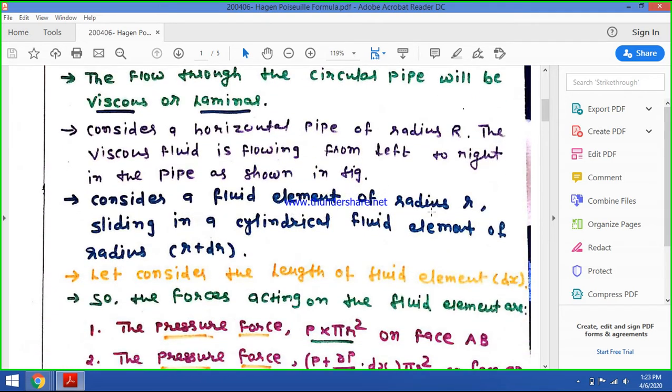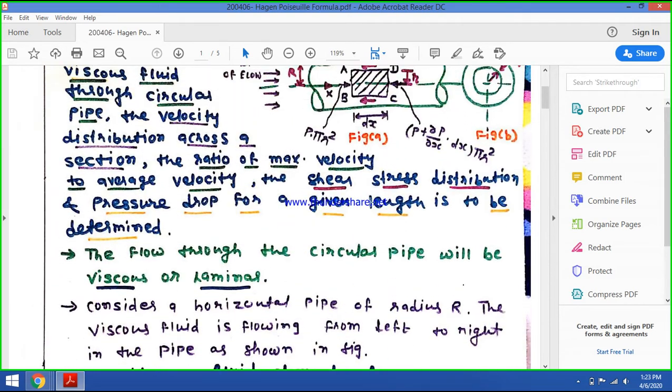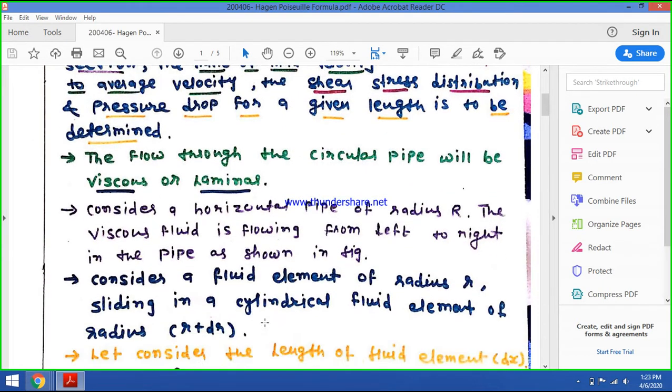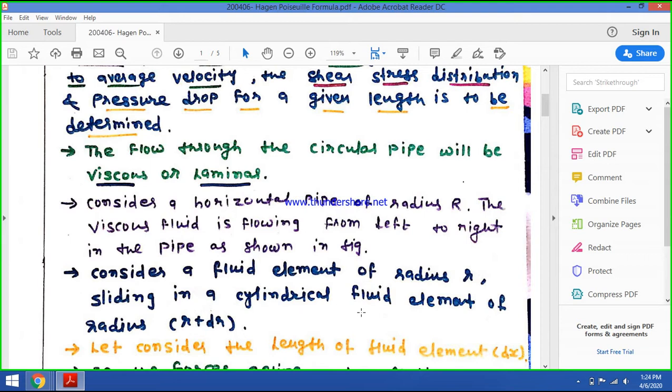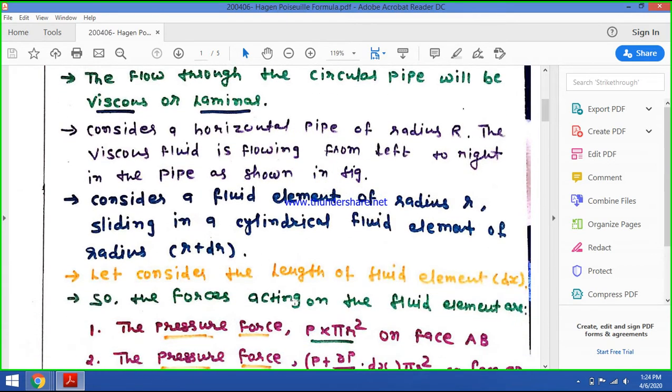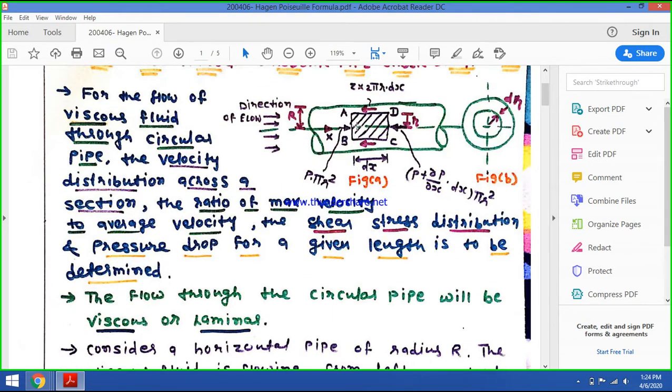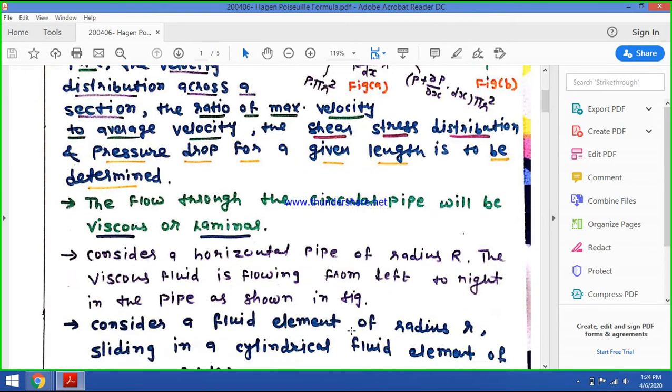Now consider a fluid element of radius r. So we have considered a small fluid element whose radius is small r, sliding in a cylindrical fluid element of radius r plus dr. Let us consider the length of the fluid element dx. So here the length of the fluid element is dx, which is nothing but x2 minus x1.